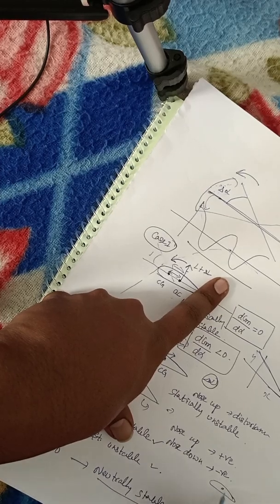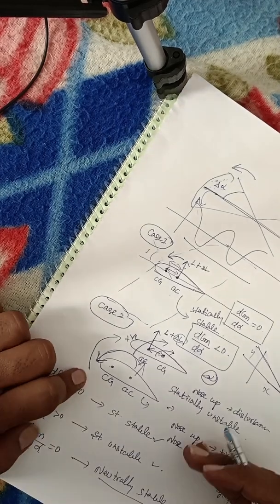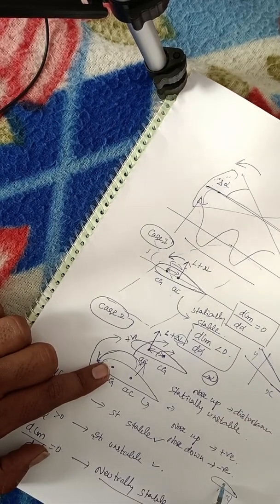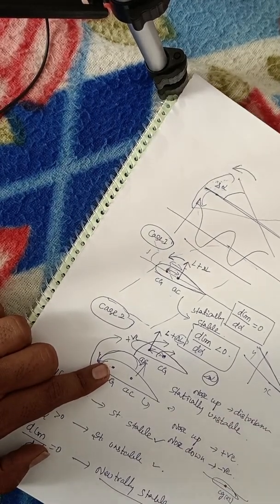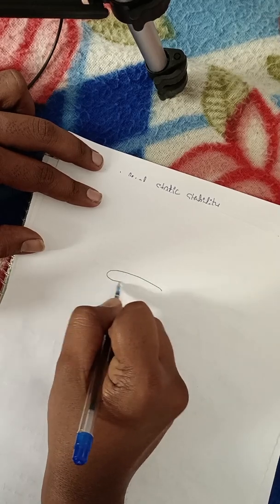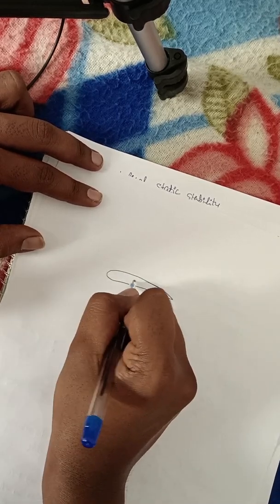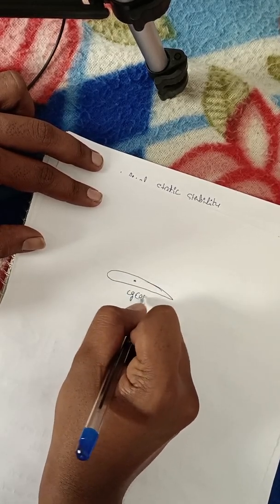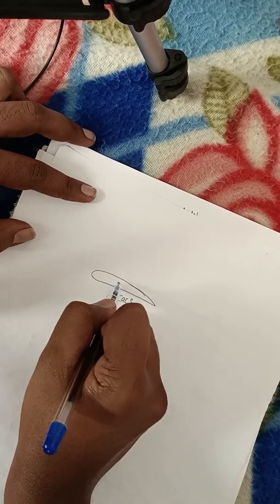Consider this is the CG point and this is the AC point. Both are at the same point. If there is a change in angle of attack, an increase in angle, now this is the equilibrium position. Oh, you are not able to see. Okay, I will write here. See, consider only the wing. This is the CG point and this is the AC point. Both are at the same point.